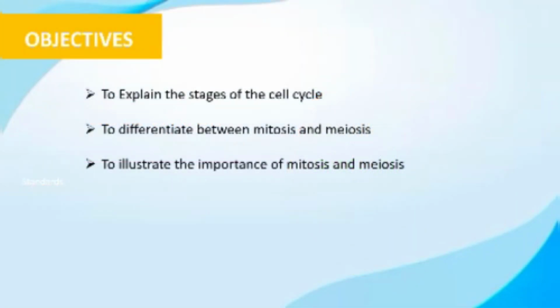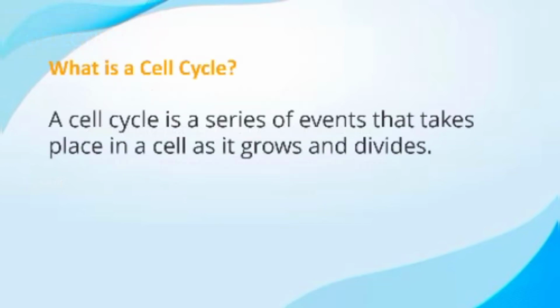Our objectives today are threefold. First, we will explain the stages of the cell cycle. Second, we will differentiate between mitosis and meiosis. And finally, we'll illustrate why these processes are crucial for life as we know it. Now, let's start with the basics. A cell cycle is a series of events that occur in a cell as it grows and divides. Think of it as the life cycle of a cell, starting from its formation all the way to its division to form new cells.